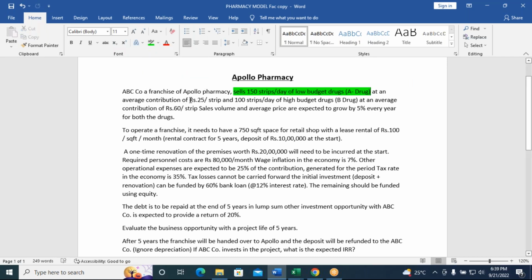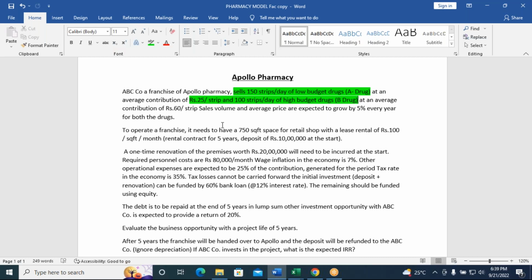And then they sell 25 strips at the high rate budget, that is drug B, at an average contribution of rupees 60 per strip. Sales volume and average price are expected to grow by 5%. Means the sales volume is getting increased by 5%. For both the drugs there is a growth.